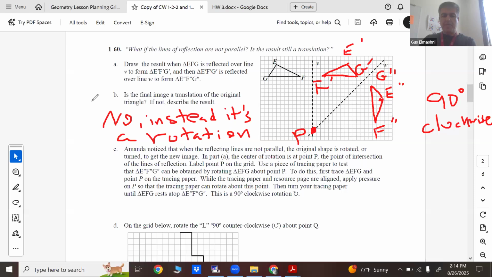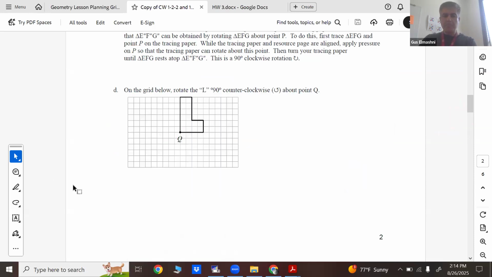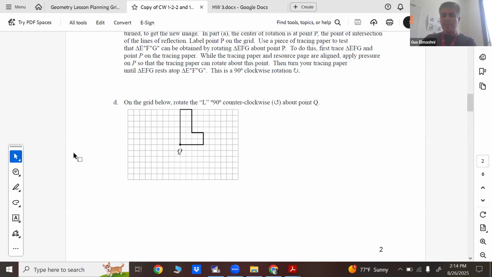So I'll come around and help you guys out, but we're going to do that for part D. So for part D, you're going to put your tracing paper over that image, that L shape. Draw a cross at point Q, like that. And trace the image. Then move it 90 degrees counterclockwise about point Q. So it'll be like that. And then draw the new image.